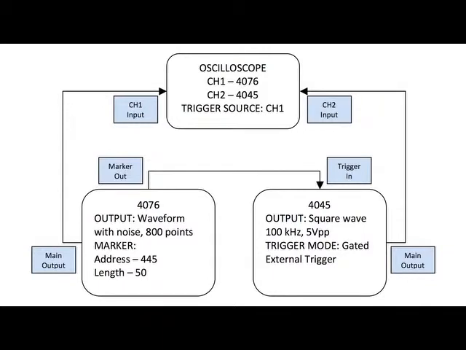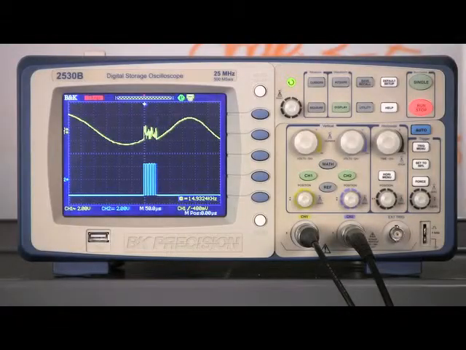With both the 4076 and 4045 main outputs turned on, I will connect the 4076 to channel 1 and the 4045 to channel 2 of the oscilloscope. The results should look like the following. This clock signal can be used to trigger, drive, or activate an external system designed to detect our simulated noise signal.